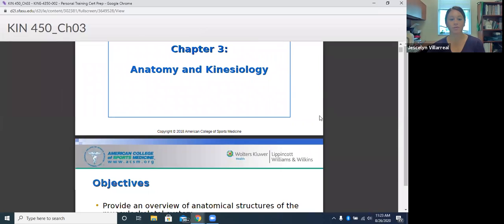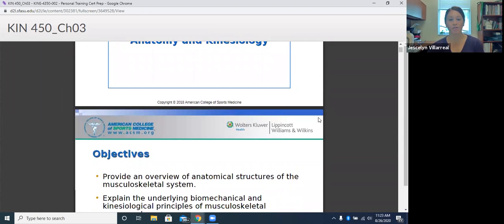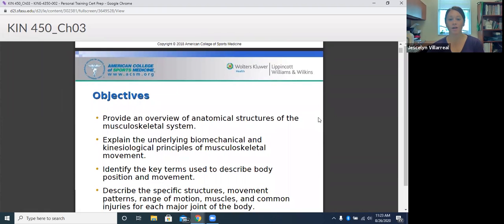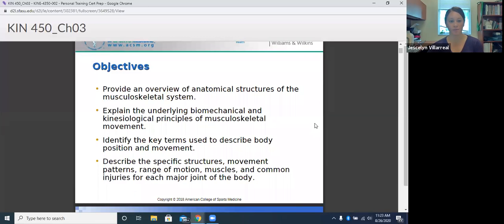All right, so Chapter 3, we're going over anatomy and kinesiology. This is the basics of the muscles, the joints, and how they work in exercise. So we're going to stand up today a few times in practice. We'll move around a bit, and that will be a helpful tool for you to use your own body as you learn this information.